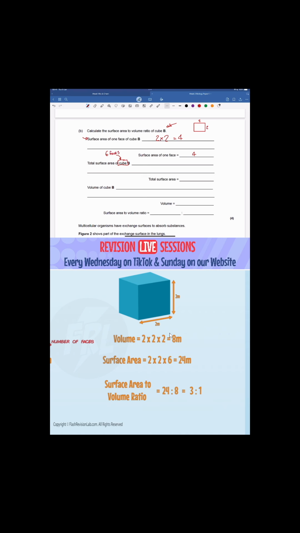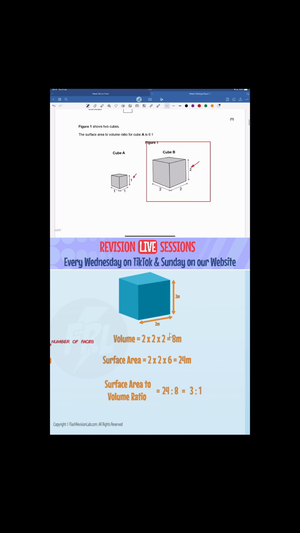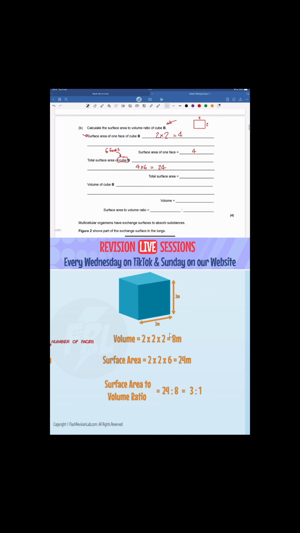6 faces. So what you need to do here, because the surface area of one face is 4, you need to do 4 times 6 to give you a total of 24 as the area. There's no need to put units here because they haven't given us any units. If you look at the question, they haven't given us any units, so you can just leave it as these numbers. Then to work out the volume.